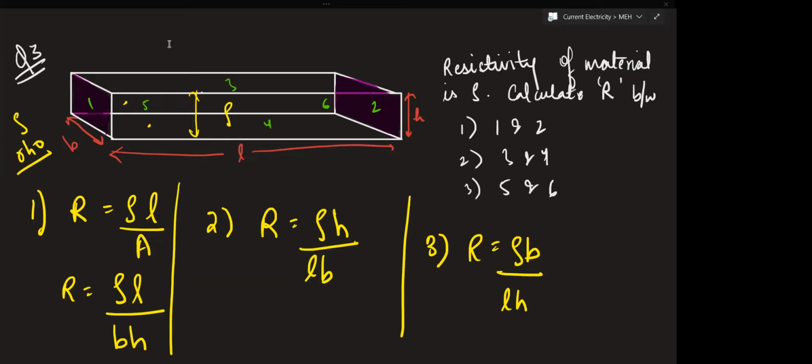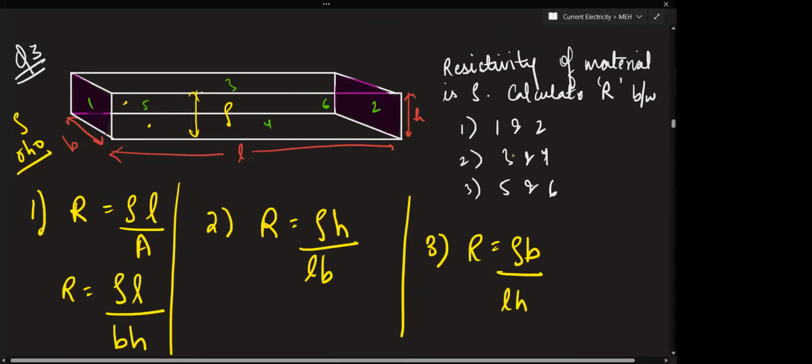Text me done once you have completed. Area is defined by whichever section you are considering. Let's take 3, for example. Where is 3? 3 is this. So this must be the breadth, and this must be the length. That's why length into breadth.